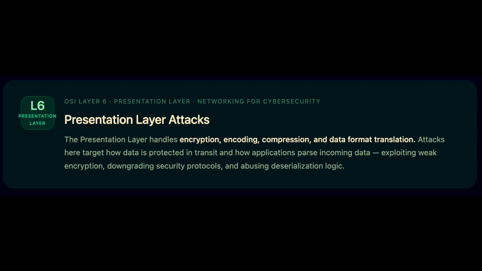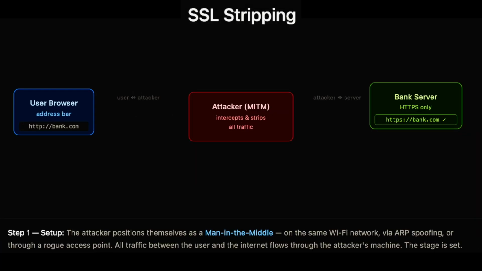Attacks here target how data is protected in transit and how applications parse incoming data, exploiting weak encryption, downgrading security protocols, and abusing deserialization logic. One of the attacks in this layer is SSL stripping. In this attack, the encryption is silently removed.